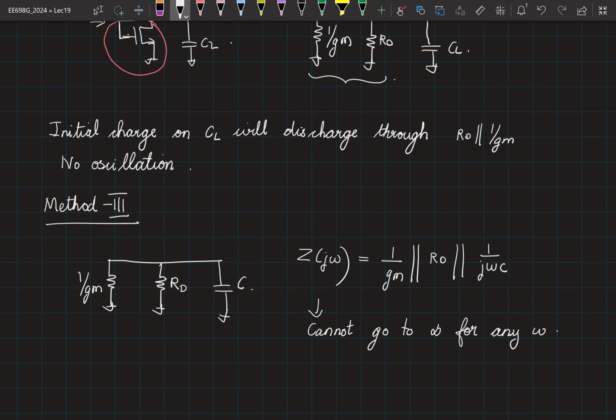But it can go to infinity at a particular frequency. What frequency? This quantity cannot go to infinity; it is some finite quantity, parallel to some infinite quantity. R parallel 1 by C can go to infinity. Suppose there is an R and a C, both in parallel. The equivalent impedance will be R times 1 by sC over R plus 1 by sC, which is R by 1 plus sRC. So it can go to infinity at s equal to minus 1 by RC.